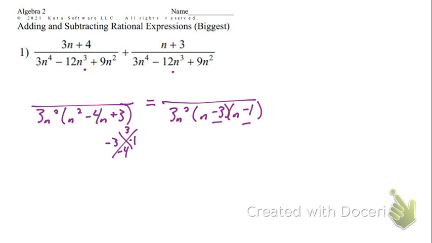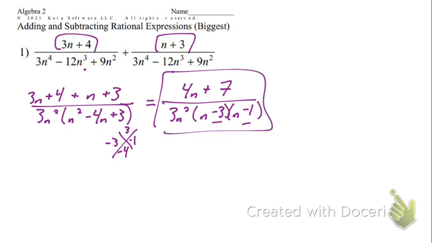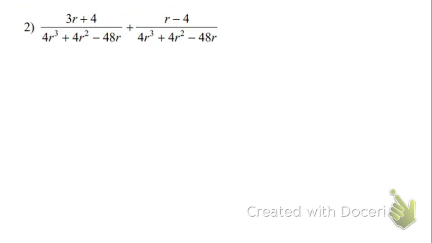All right, now at the top, I have 3n plus 4, and I'm adding, this is from right here, adding, so no parentheses, no nothing, n plus 3. So I get 4n plus 7. All right, now does anything factor? No. Does anything go away? No. So we're done. 1 down, 7 to go.